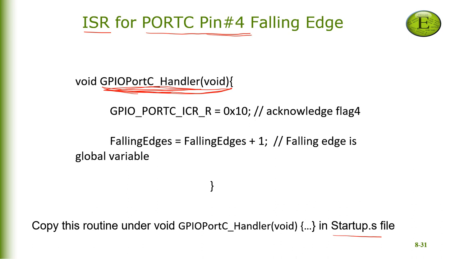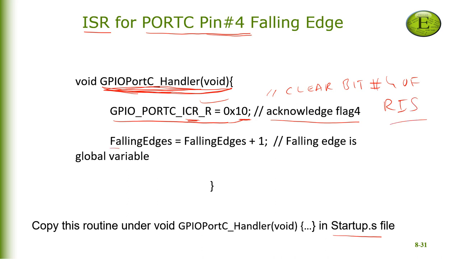So assuming that we're not going to change the name of the routine, the only thing that we need to do is to clear the trigger flag. That is the acknowledgement. As I said before, we would clear the trigger flag indirectly by writing to the interrupt clear register, ICR. Because this is the interrupt triggered by pin number 4 voltage level, this will clear bit number 4 of the RIS register.